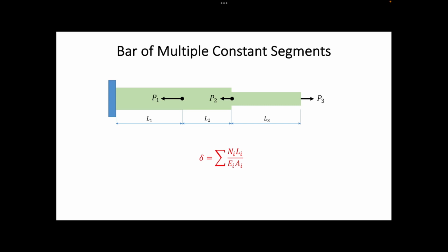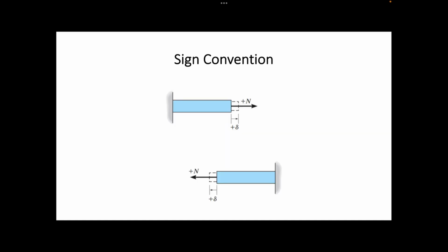An important note when doing so is that a consistent sign should be used for both the internal normal force and the displacement. For that, as we can see on the screen, the convention is that we will consider both the force and the displacement to be positive if they cause tension and elongation. On the other hand, a negative force and displacement will cause compression and contraction.